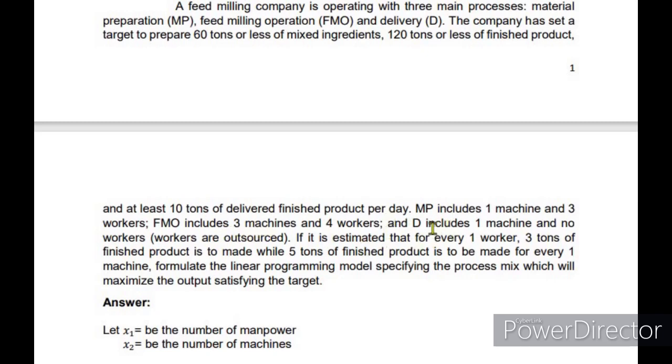MP includes 1 machine and 3 workers. FMO includes 3 machines and 4 workers. And D includes 1 machine and no workers because the workers are outsourced or hired from another company. It is estimated that for every 1 worker, 3 tons of finished product is made, while 5 tons of finished product is made for every 1 machine. Formulate the linear programming model specifying the process mix which will maximize the output satisfying the target.